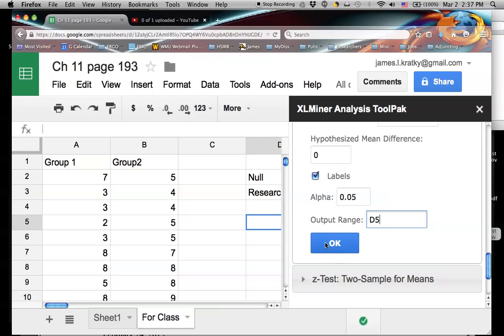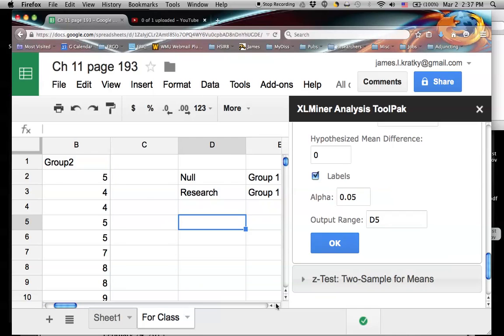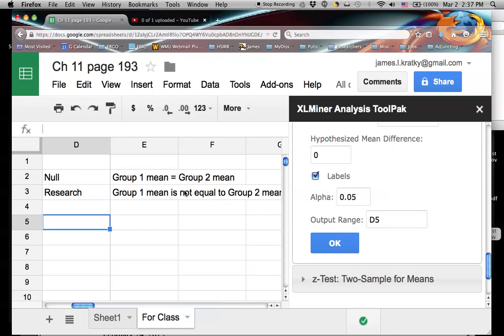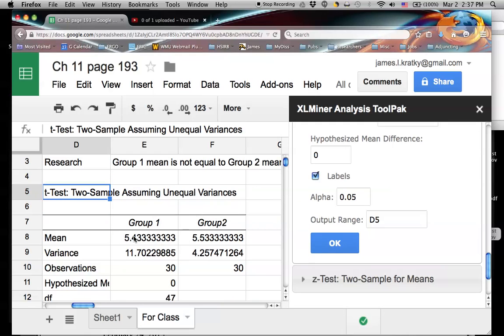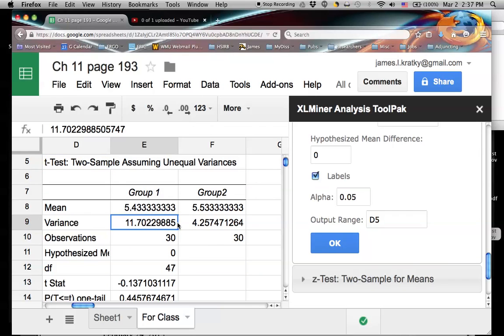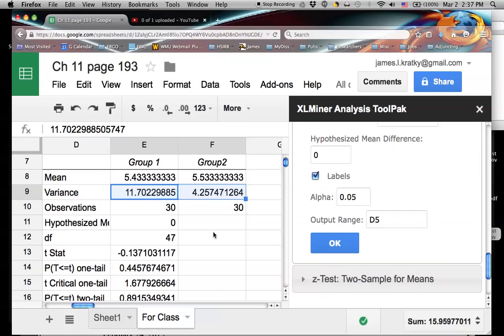Now remember, 2 things. Our research hypothesis is two-tailed, so that's where we need to go in our results. And our critical value is 0.05. We're going to run the test. So here's our test. Now we have the 2 means. That's nice reference information. And you can see that the variances are pretty different between the 2.